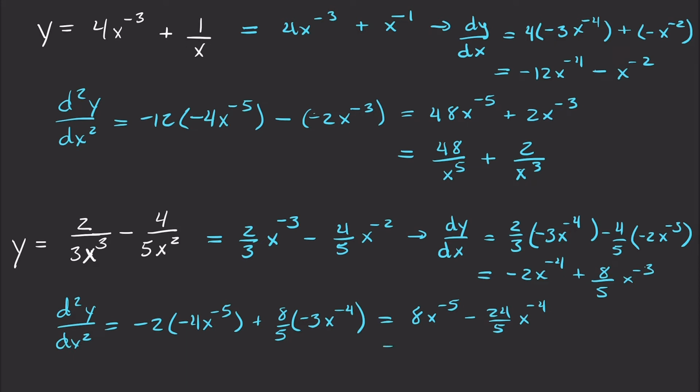And if I want, I can make these x's go down. 8 over x to the 5th, and -24 over 5x to the 4th.